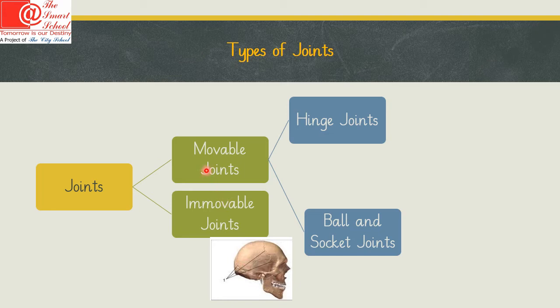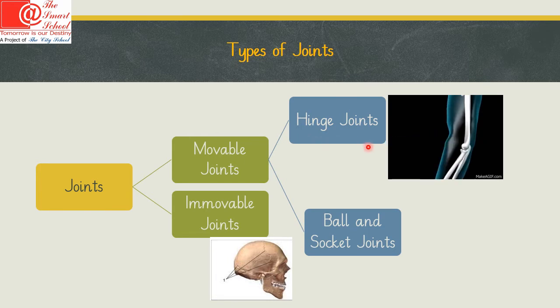Movable joints, which allow movement, are further divided into two main categories. One of them is the hinge joint. It allows movement in only one direction. As you can see, this elbow joint is moving only in one direction, that is up and down. Knee joint is also an example of the hinge joint.